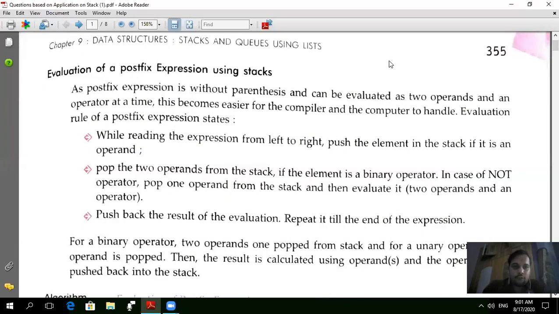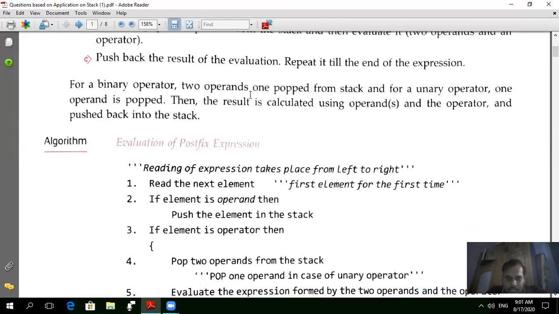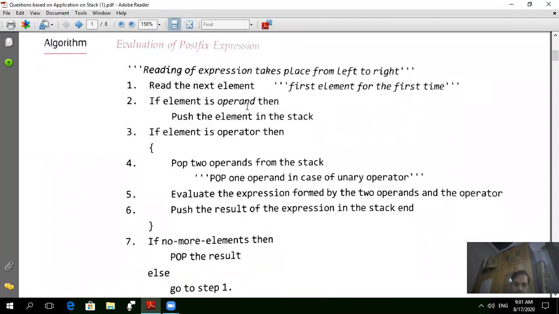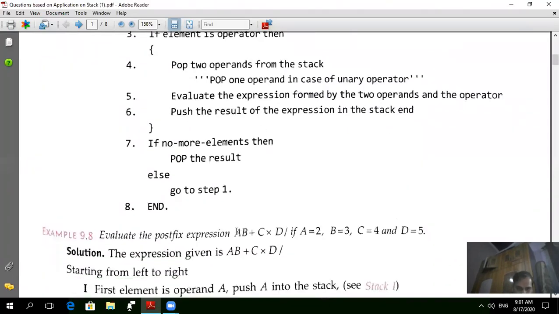Today's topic is evaluation of postfix expression using stack. Means how we will evaluate a postfix expression. For that we have one algorithm, evaluation of postfix expression. In that, the postfix expression is given like this: a b plus c multiply d divide sign, and the values of a, b, c and d are given. These are the operands, and their values are given. So evaluate the postfix expression.